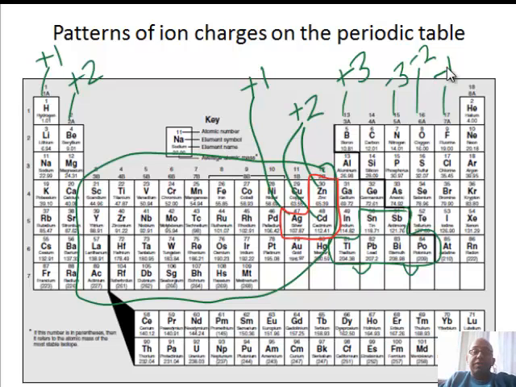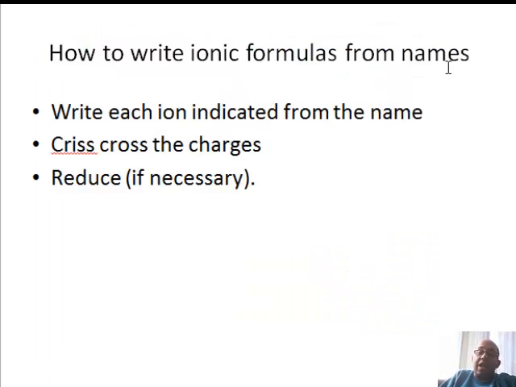Okay, so now let's take a look at how to write ionic formulas from the names. The first step is you write each ion indicated from the name. Then you crisscross the charges and you reduce. Notice that these last two steps are the same as the previous quiz. So let's try it out.